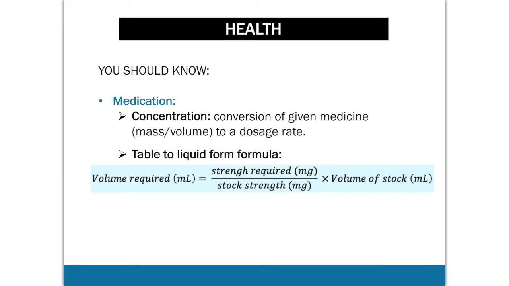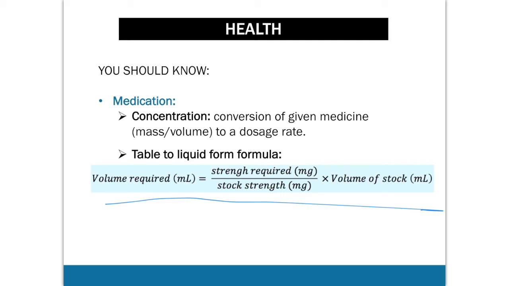Okay, so in medication, we are sometimes required to find how many milliliters of a particular concentrate we're meant to give to a child or an adult, and there are some formulas that we need to know to work this out. So we've got the volume required, in milliliters, if it was a liquid formula, which would be the strength required in milligrams over the stock strength in milligrams times the volume of the stock in milliliters.